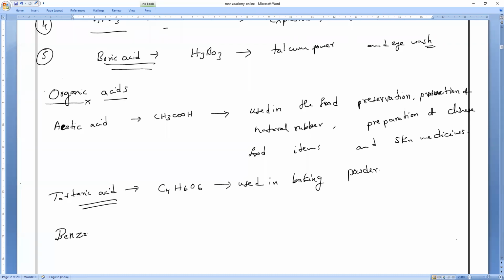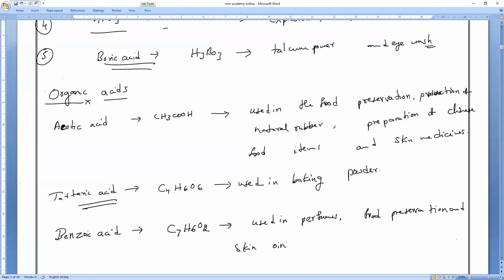Next one is benzoic acid. Very few will learn its uses. Benzoic acid, formula C7H6O2. It is used basically in perfumes. You can see it in your perfumes, and in food preservation and skin ointments mainly. So food preservation, and as well as skin ointments. Skin ointments, all of you. For skin allergies and all, we will use this.